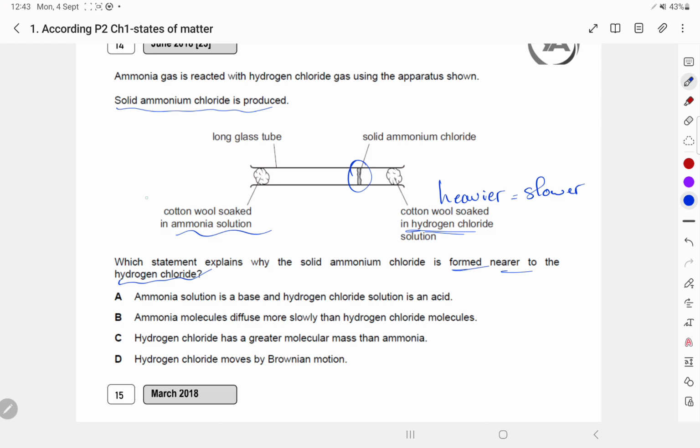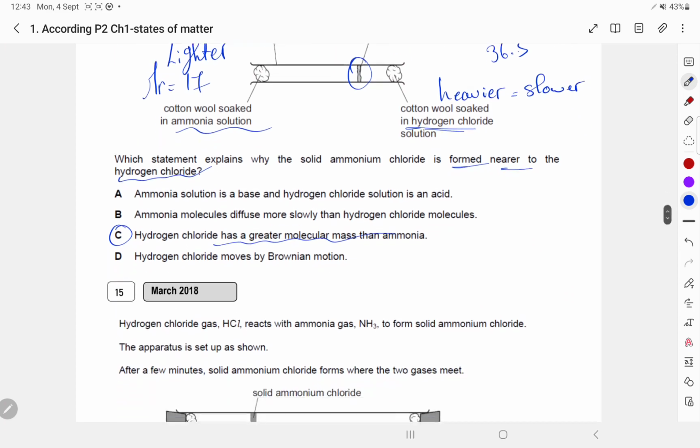But the ammonia is lighter, it has MR 17. But the hydrogen chloride has MR 36.5. So ammonia will be lighter and faster. So we will choose that the hydrogen chloride has a greater molecular mass than ammonia.